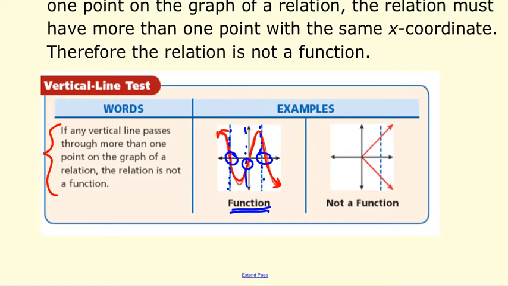Now this other graph, this other example here, is not a function because if we create a vertical line, it touches more than once. It touches here and it touches there on the imaginary blue line, so it is not a function. So it fails the vertical line test.